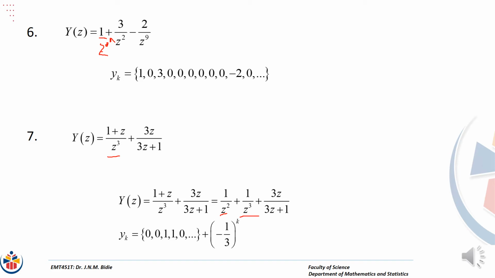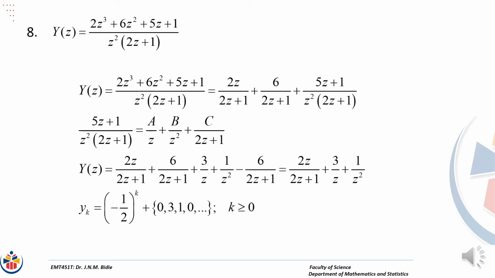These two, remember, our series says when they are causal, they start from z equal to 0. So the coefficient of z to the power 0 is 0. The coefficient of z to the power 1 is also 0. And then we've got 1 for z squared, and we've got 1 for z cubed, and then 0 for all the other terms, plus the inverse z transform of 3z over 3z plus 1, which is negative 1 over 3 to the power k.